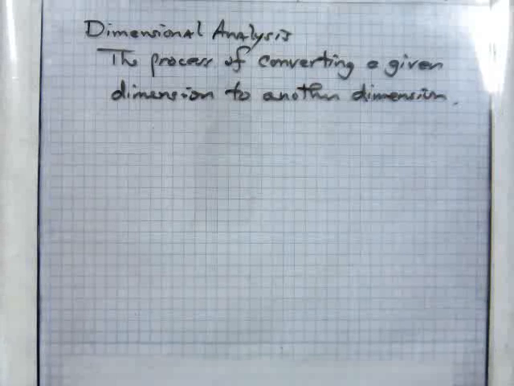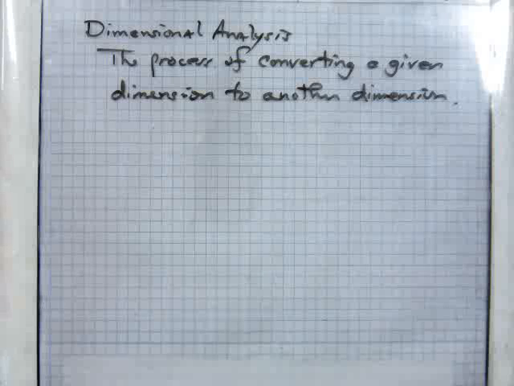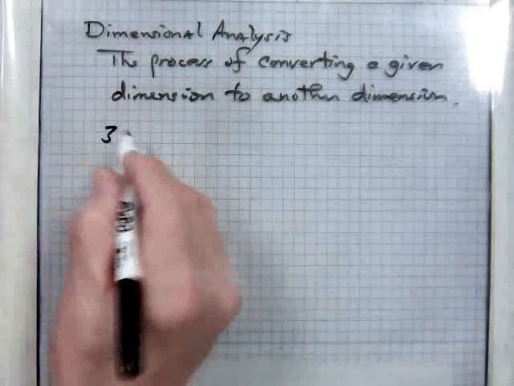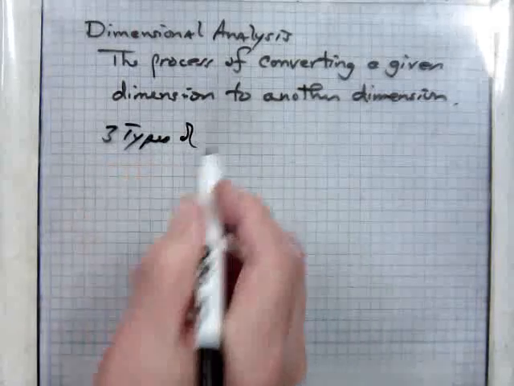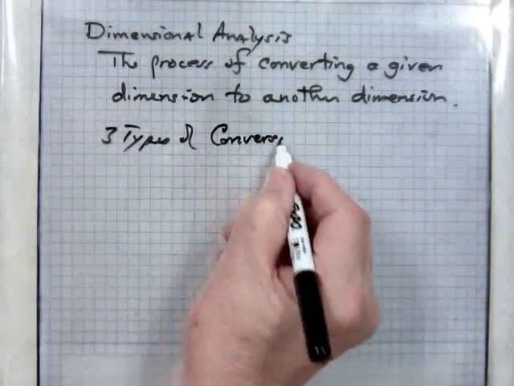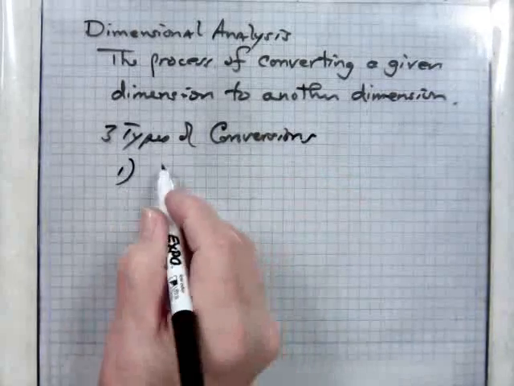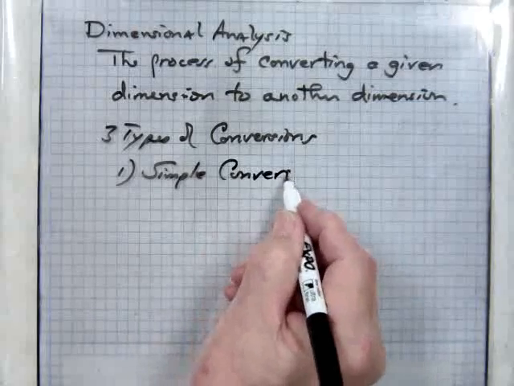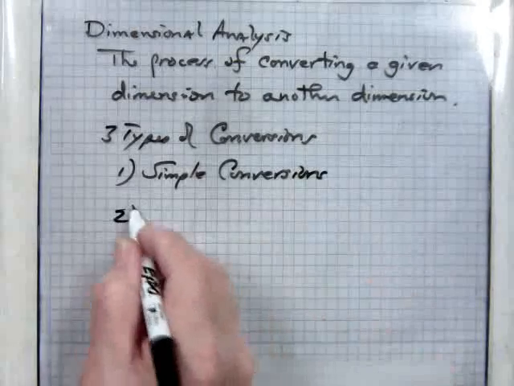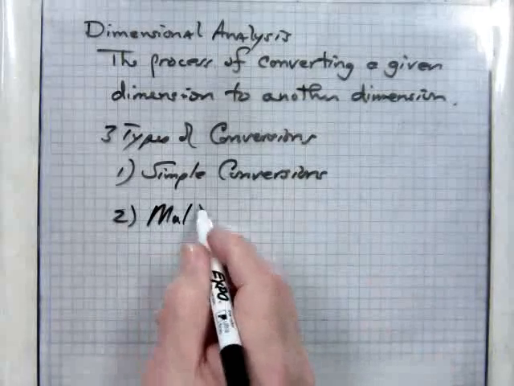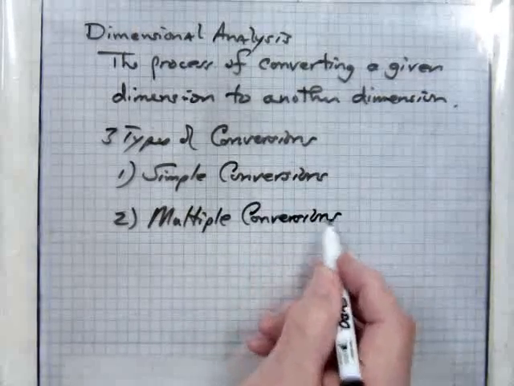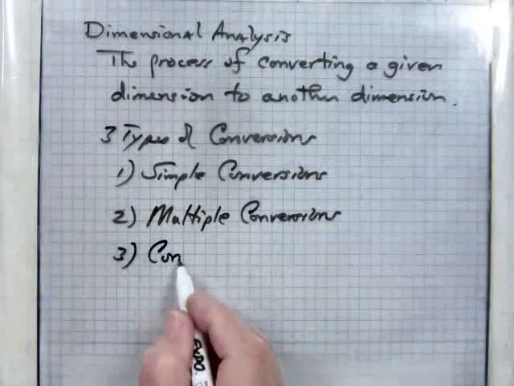Anyway, in dimensional analysis, I divide these for academic instruction into three areas, three types of conversions. One I call simple conversions. Two, multiple conversions. And three, complex conversions.